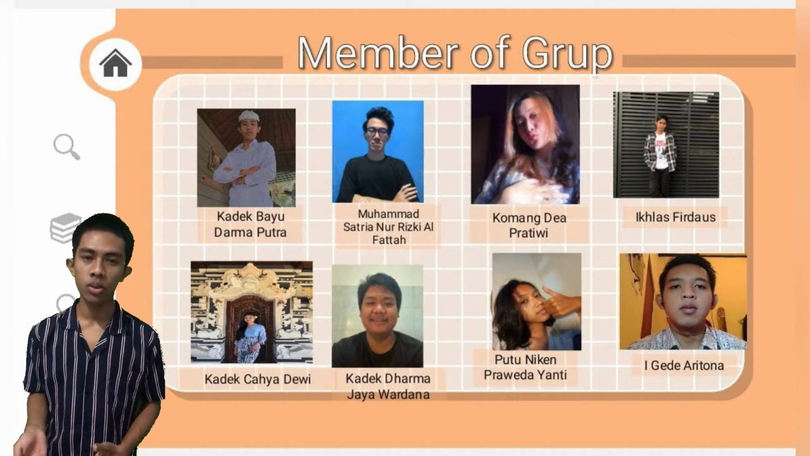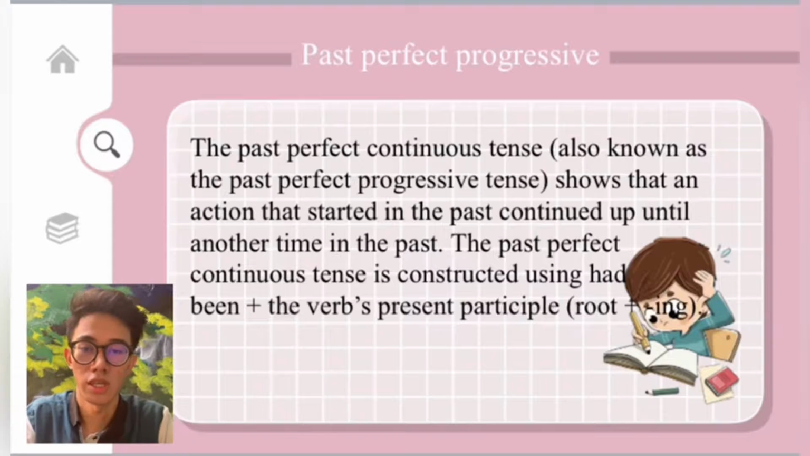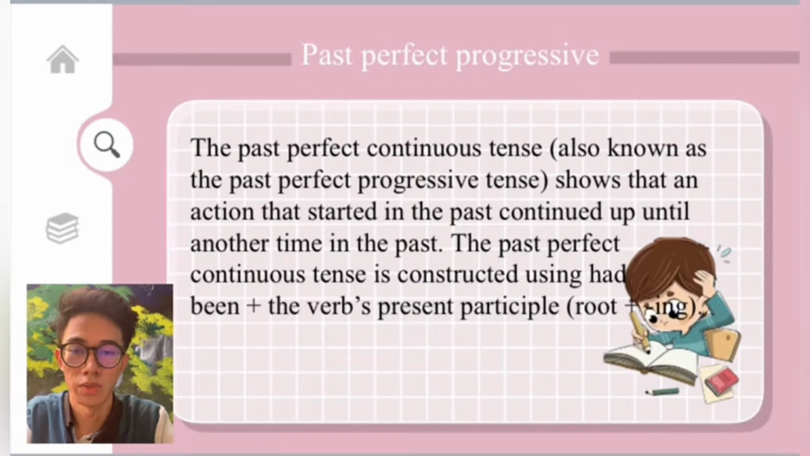Okay, let's move to the material. Today I'm going to explain the meaning of the past perfect progressive. The past perfect progressive tense, also known as the past perfect continuous tense, shows that an action that starts in the past continued up until another time in the past. The past perfect continuous tense is constructed using had been plus the verb's present participle root plus ing. That's all. Thank you.